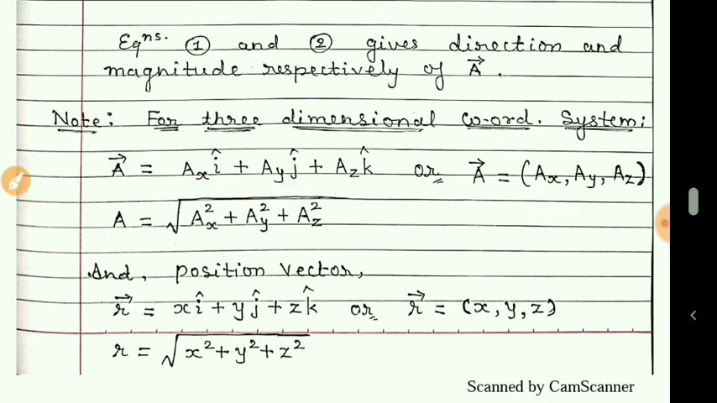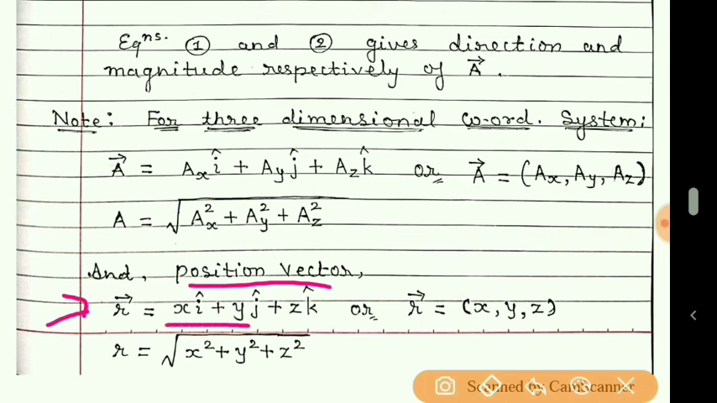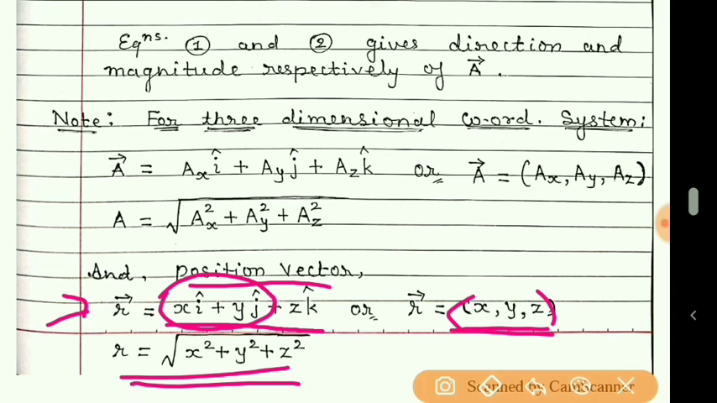Similarly, if we have to represent any position vector, then position vector r in three dimensions can be written as x i cap plus y j cap plus z k cap. In two dimensions only this much can be written. This can also be written simply like this, that is r is equal to, in terms of coordinates, x comma y comma z, and its magnitude can be written as r is equal to square root of x square plus y square plus z square.